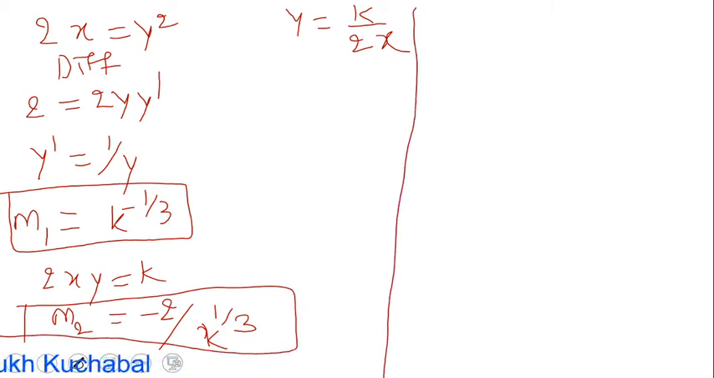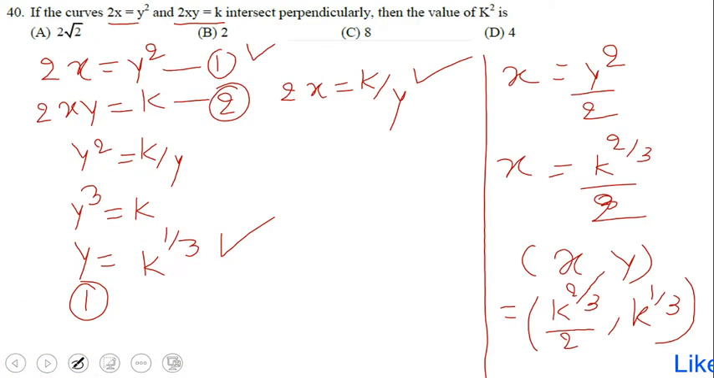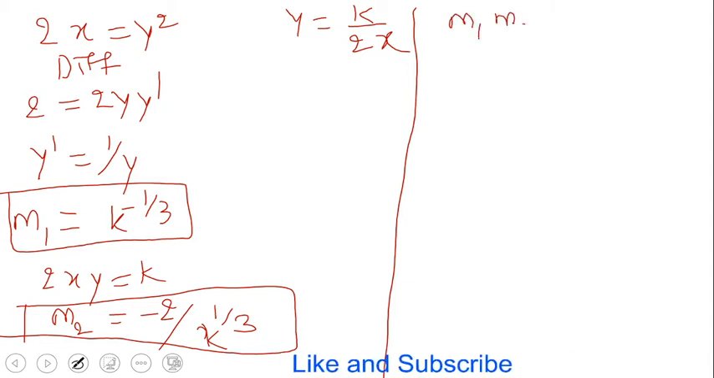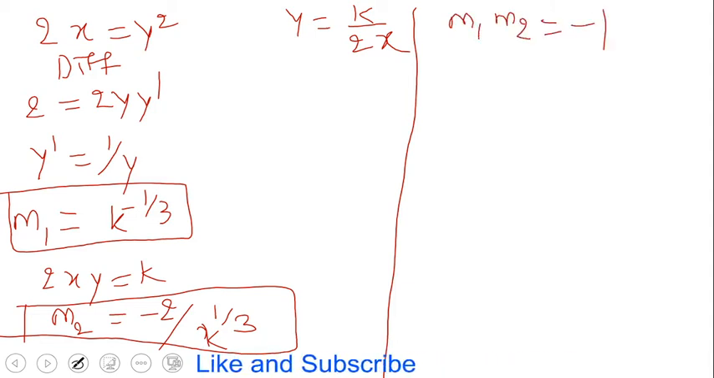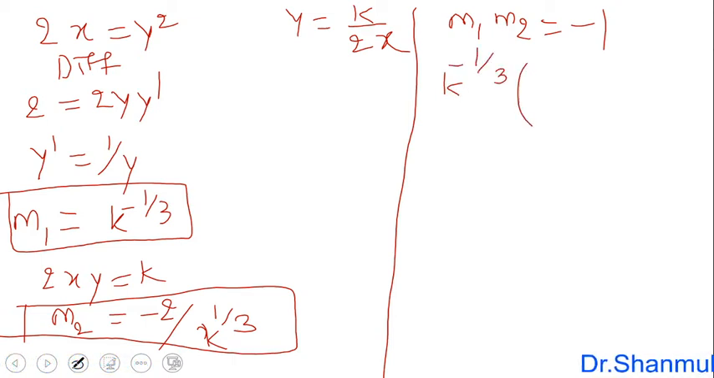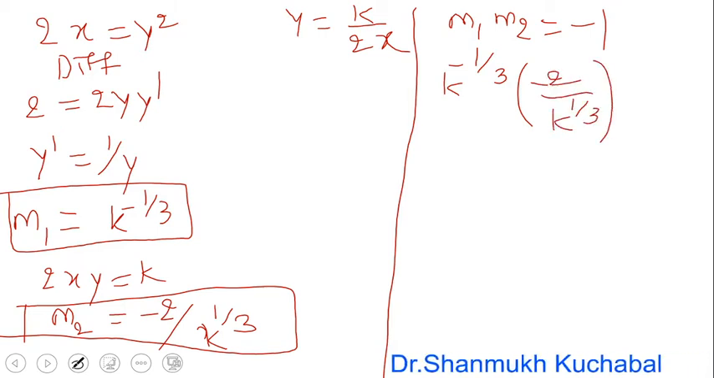And further they have given that these two lines are perpendicular here. Perpendicular means we have to use the perpendicular condition. So the multiplication of the two slopes will be minus 1. This is the perpendicular condition. m1 we have calculated, that is k raised to minus 1 by 3, and m2 we have calculated, it is minus 2 divided by k raised to 1 by 3, and equal to minus 1.